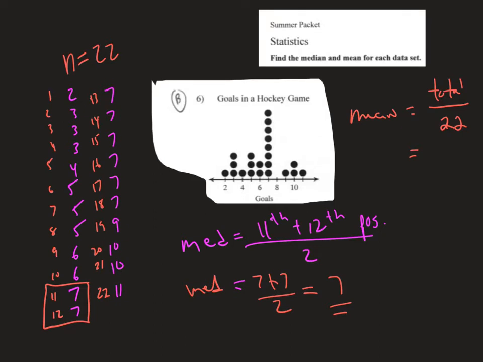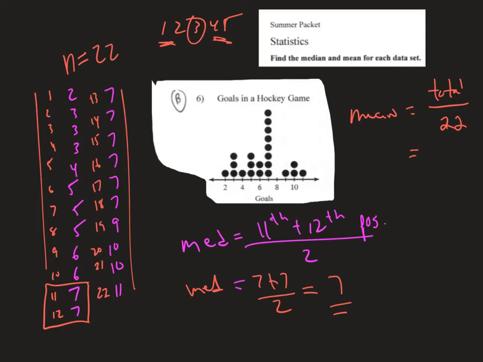If it were an odd number of data points, say you had 5 things, 1, 2, 3, 4, 5, then the median would simply be the third position. There's 2 things above it and there's 2 things below it. Here, there's 10 above and there are 10 below. So again, same amount. That's how I know that I need to average the 2 centers.